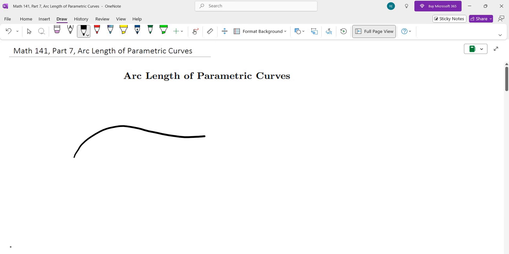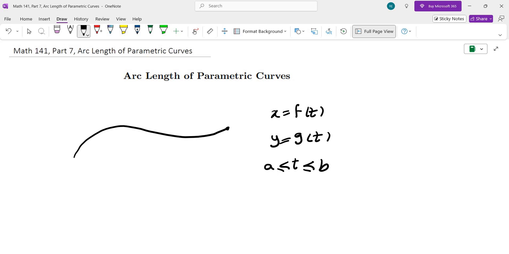So imagine you have a parametric curve given by x equals f of t, y equals g of t, and t ranges from a to b. We want to find the length of this curve. This is similar to what we did in the previous video. We take this curve and divide it into smaller pieces, and then we add up these segments. That gives us an approximation, and then we let the number of pieces go to infinity, and that gives us an integral.